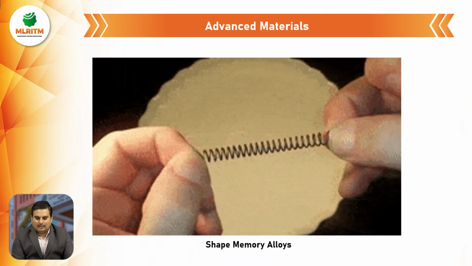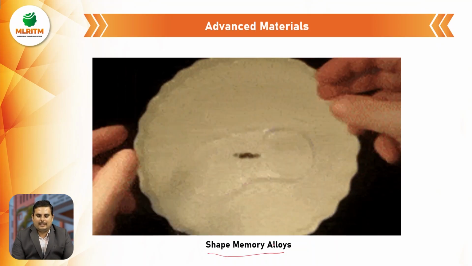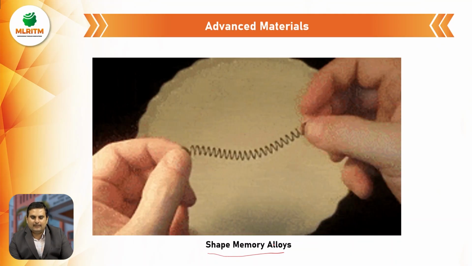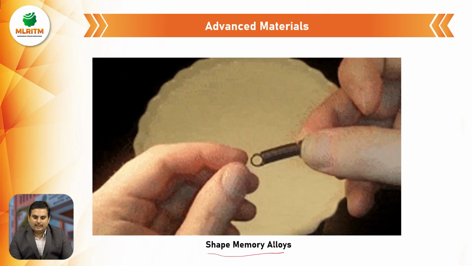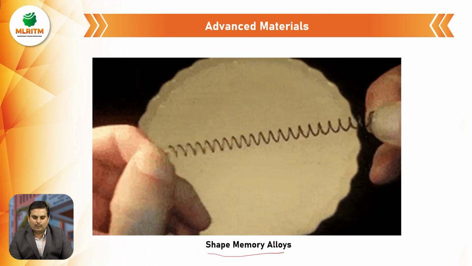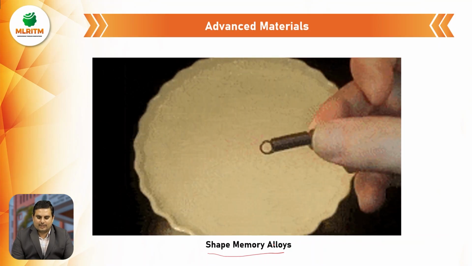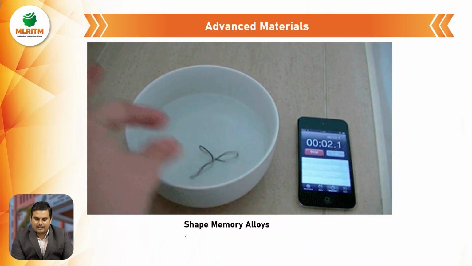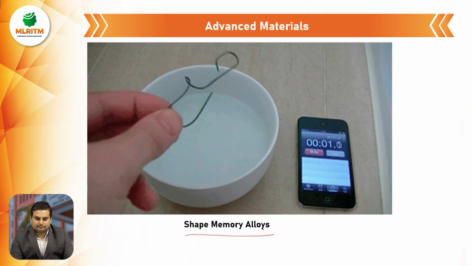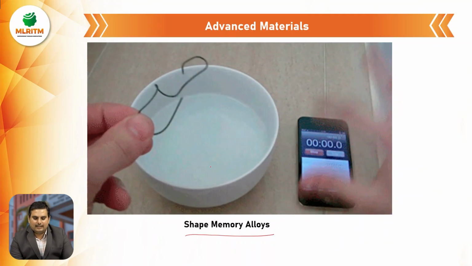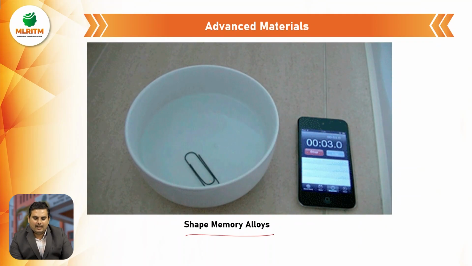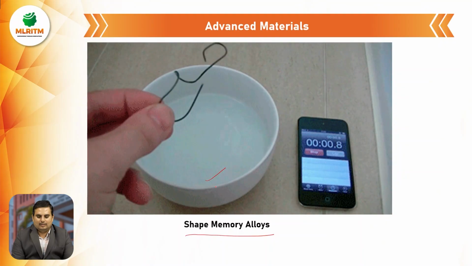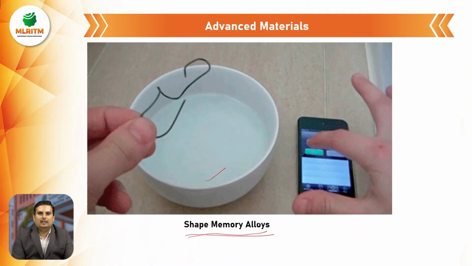You see here the example of a shape memory alloy: when you pull the material, like stretching a spring, and then leave it, it comes back to its original position. This is a shape memory alloy. Another example you see here is also a shape memory alloy. A pin has been taken and its shape has been changed, however, after leaving it for a certain time, it comes back to its original shape. That is nothing but shape memory alloys.